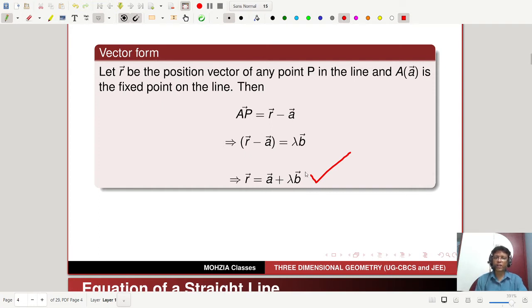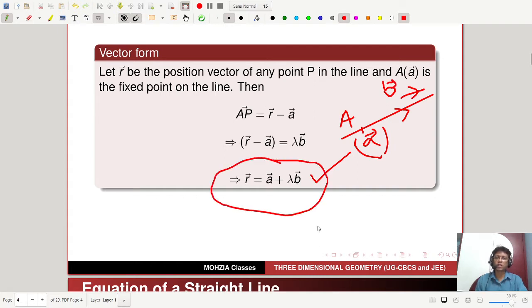That means this vector form represents the straight line passing through a point whose position vector is A and whose direction vector is given by B vector, right? This is the straight line if it passes through the point A, that is whose position vector is A vector and whose direction vector is B. So it is given in the form of this. So this is the vector form of the line, right?